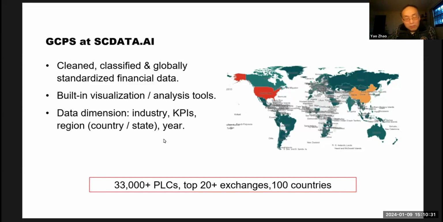Data dimensions include industry classification, KPIs, regions that include both country and state. So we can look at the United States, and not only the United States, but also maybe New Jersey or New York or Texas. Where are you from? And year. And finally, it facilitates open sharing and learning, so you can find intelligence developed by other people.